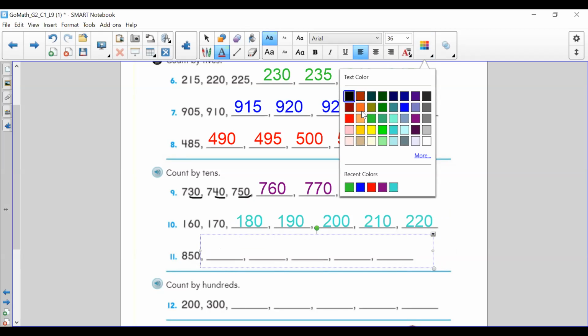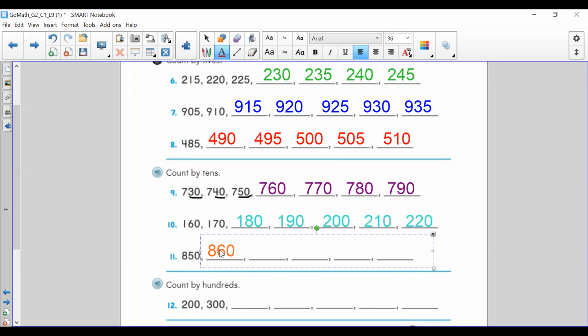And on our last line for tens, we are starting out at 850. So let's go to 860, 870, 880, 890. Oh, we're at the 90s. Well, when we get to the 90s, we have to jump to the next 100. So if these are all 800s, what's our next 100? It will be 900.